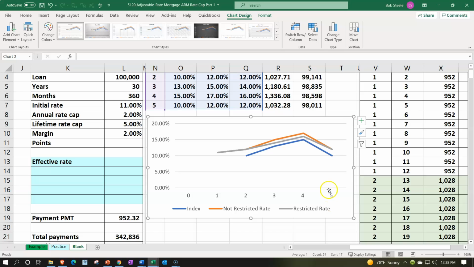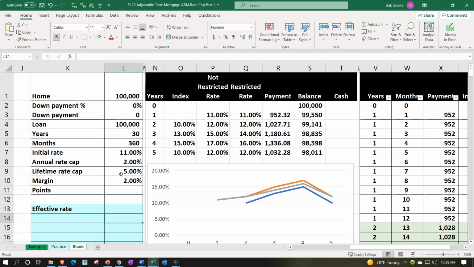So now, just to note, the difference between the blue and the orange is the margin, right? That's the index versus the rate with the margin if there were no caps. And then we've got the restricted rate, where of course the caps are now being applied. So you have a bit of a difference from what would be the difference with just a margin, just to get an idea of what that might look like on a graphic basis.